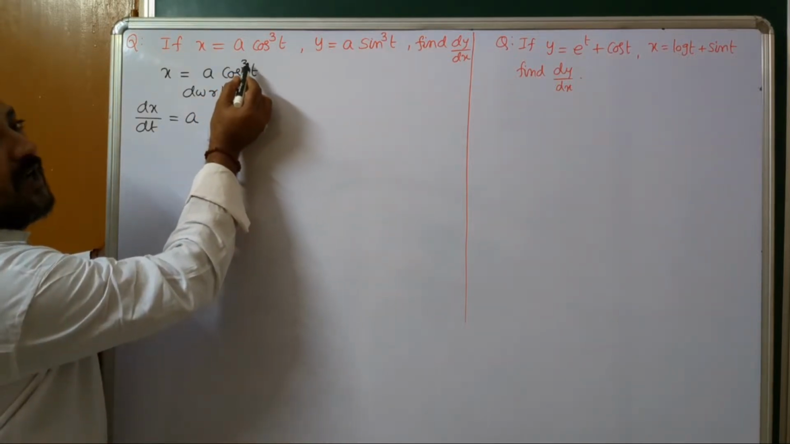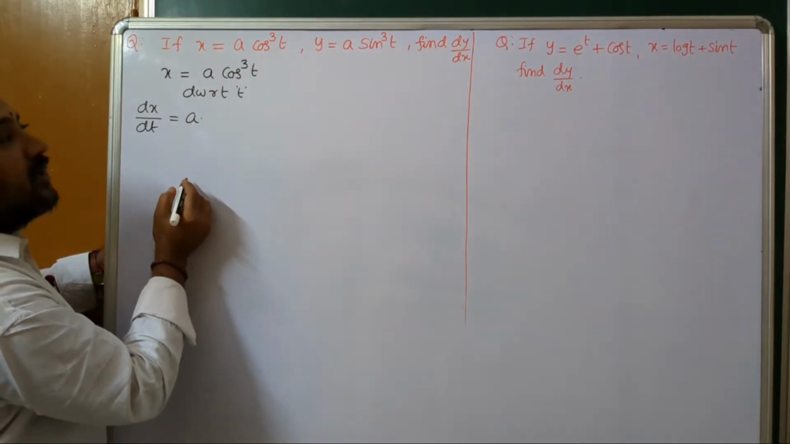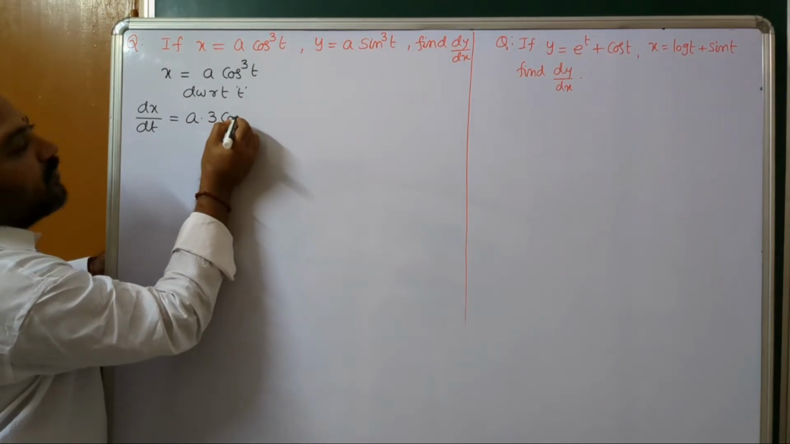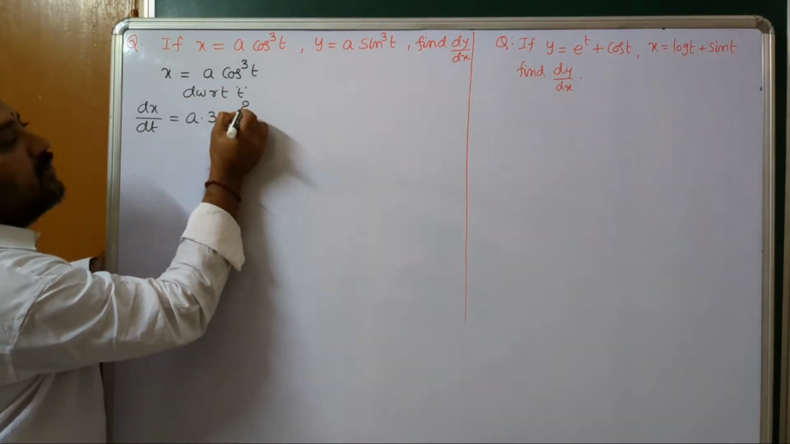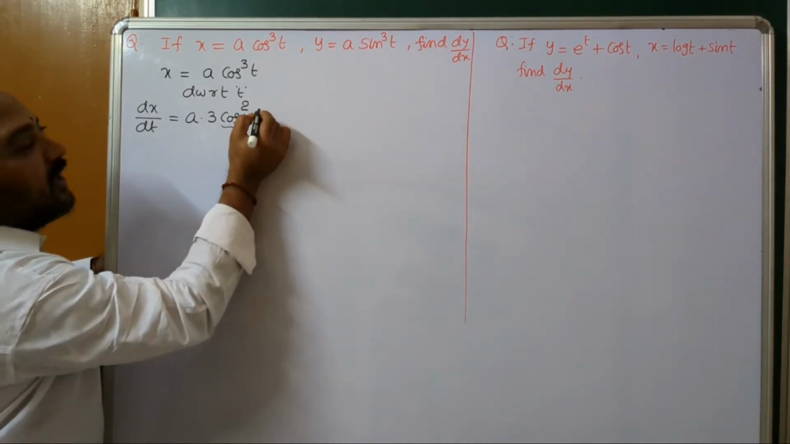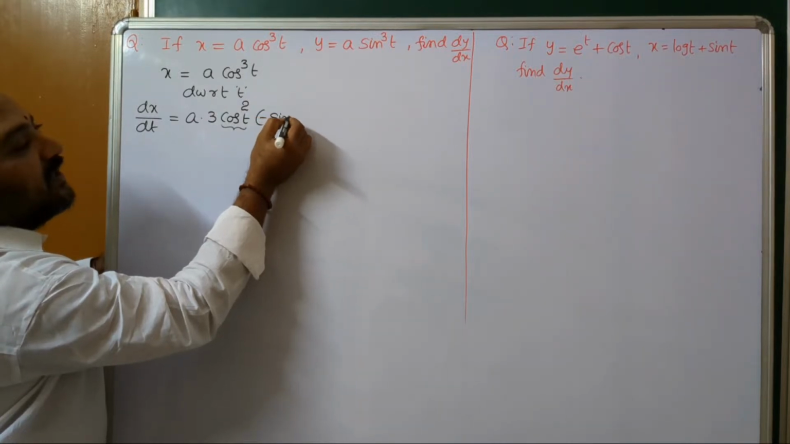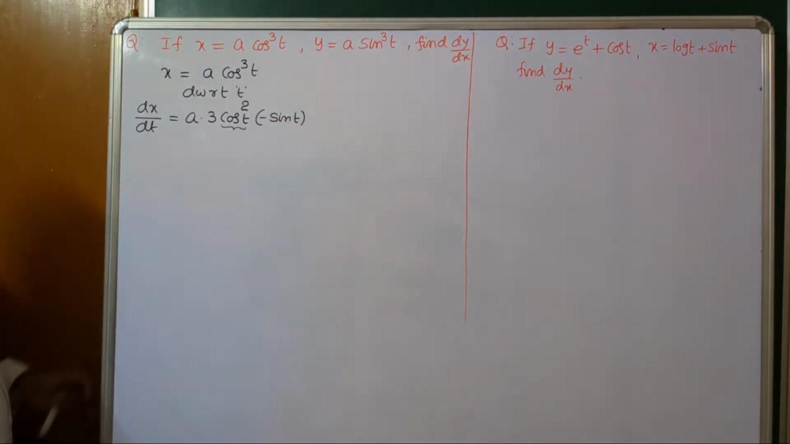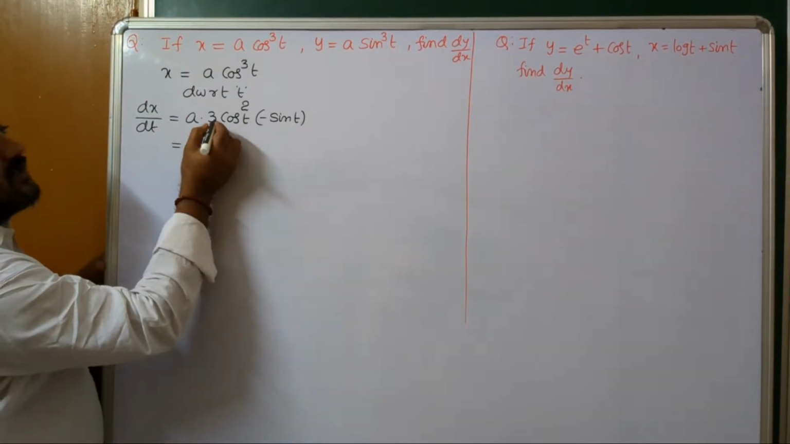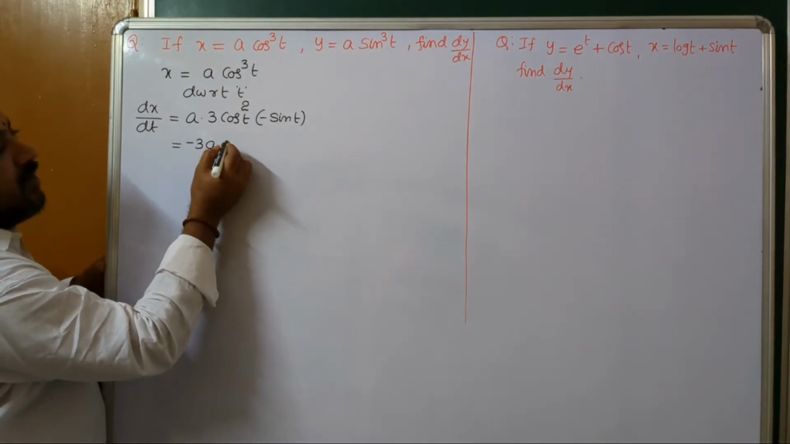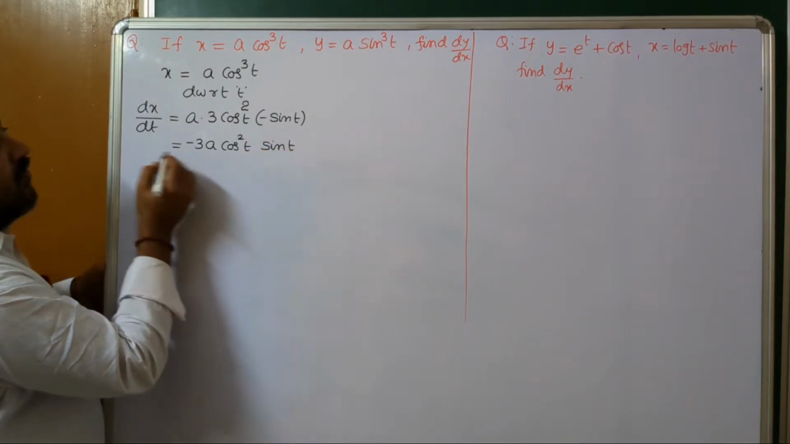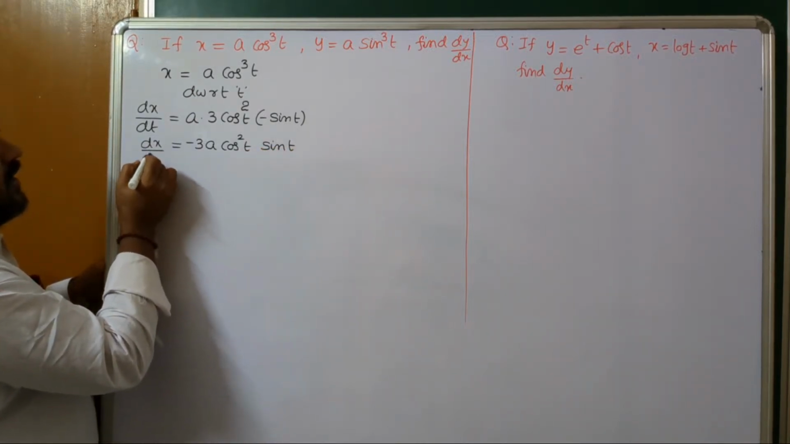So cos power 3t, what does its derivative become? Derivative of cos power 3t is 3 into cos power 3 minus 1, 2 t. Again cos t we have to differentiate. d by dt of cos t is minus sin t. Simplifying this, minus 3a cos square t into sin t. This is the value of dx by dt.